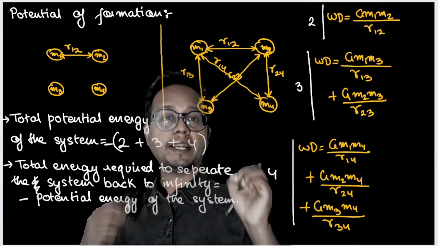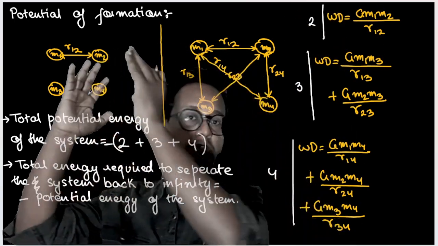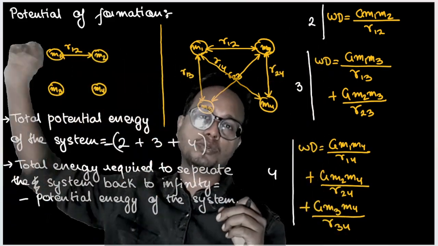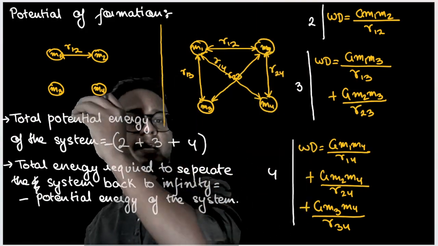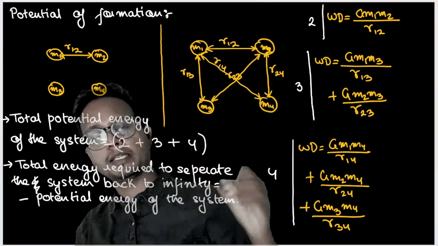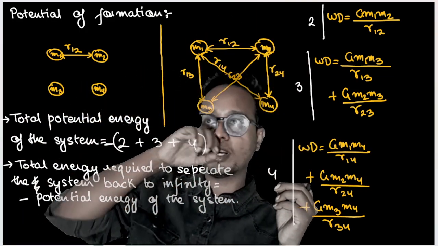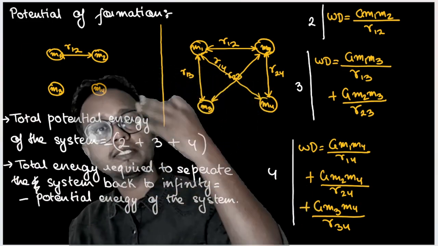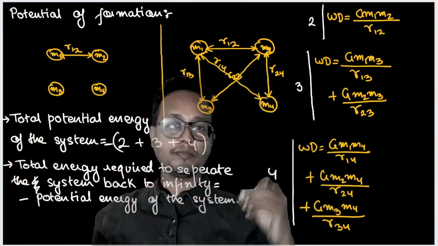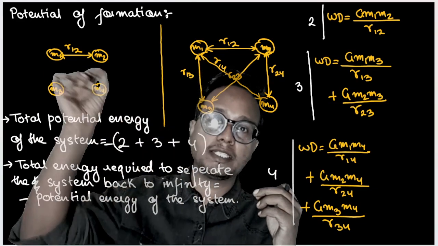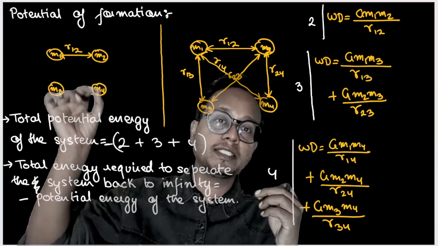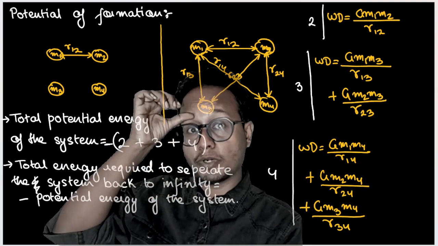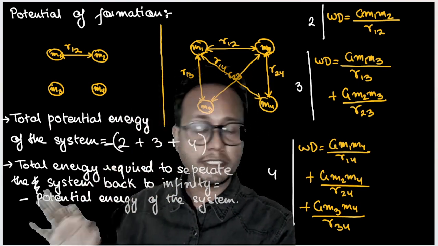And if I want to separate out this system, which is already formed, back to infinity, that means M1 goes to infinity, M2 goes to another infinity, M3 goes to another infinity, M4 goes to another infinity, what must be the external energy? That means I have to give the system some energy to separate these particles back to infinity. The amount of energy is nothing but the negative of the potential energy of the system. So this was the entire concept of potential of formation. Understood this much? Okay.